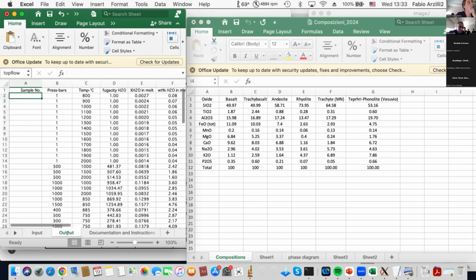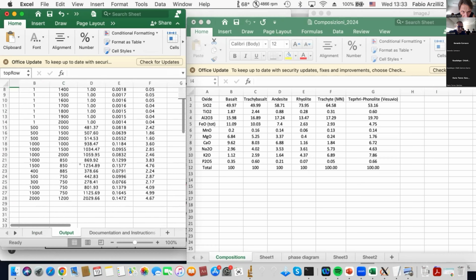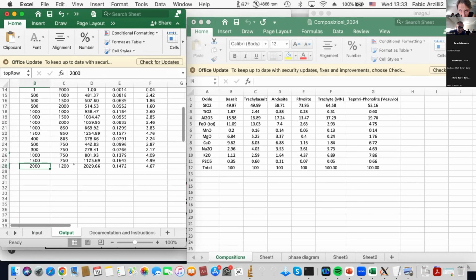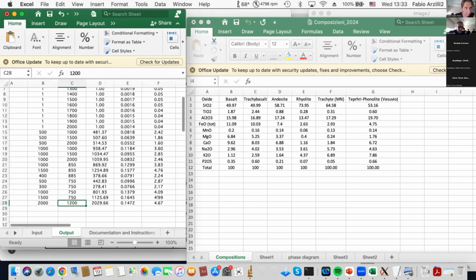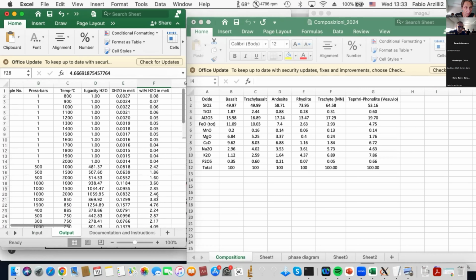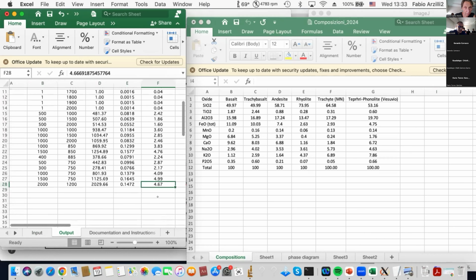If you go to output, you now have a lot of numbers, but the last one is basically this one. This is the pressure, the temperature, and the last one is the amount of water dissolved in the melt. Probably the macro doesn't work.